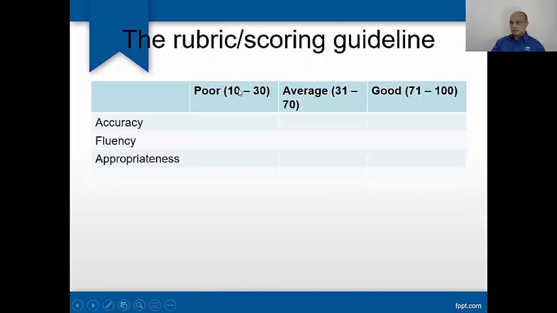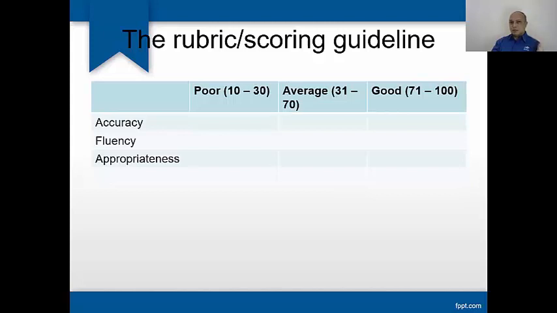This is the actual scores for poor performance. Then you have average, say 31 up to 70. And then you have good, 71 up to 100. And then for every element here, for every subskill, you assign a score.